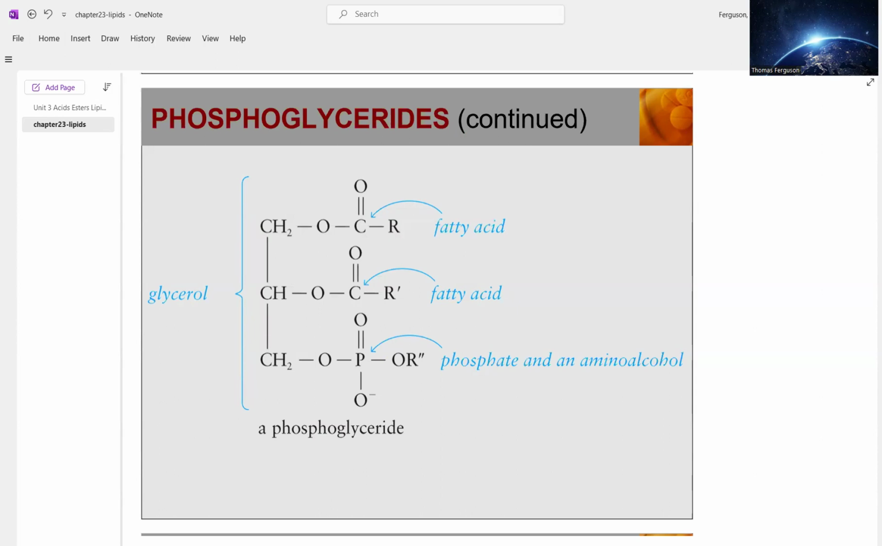Who's heard of lecithin? Anyone? Lecithin is found in egg yolks, and it's a phospholipid. That's why you use egg yolks to make mayonnaise, because you need an emulsifier when you make mayonnaise, and that comes from egg yolks.